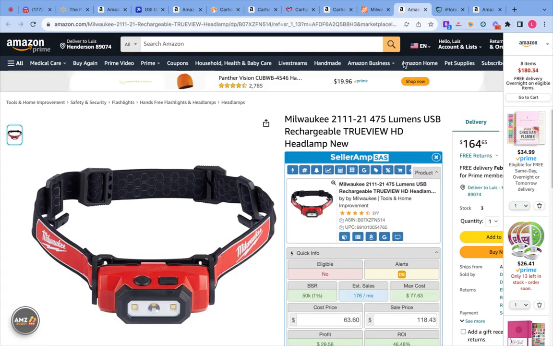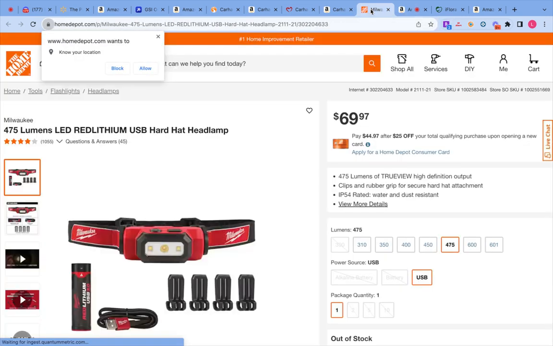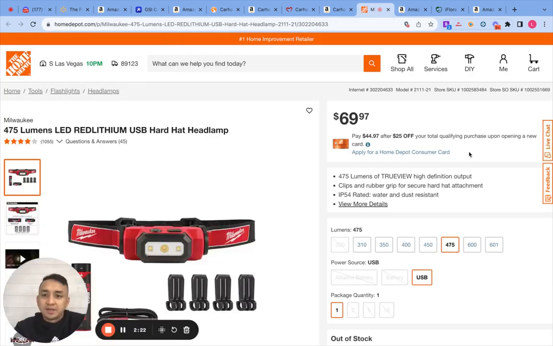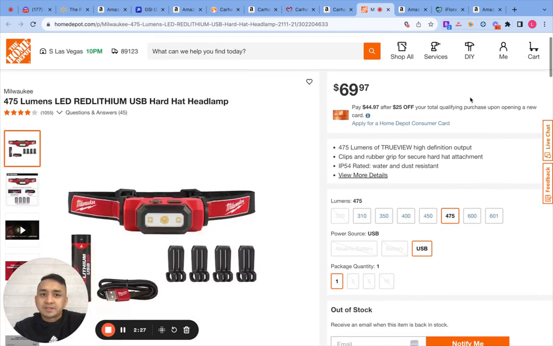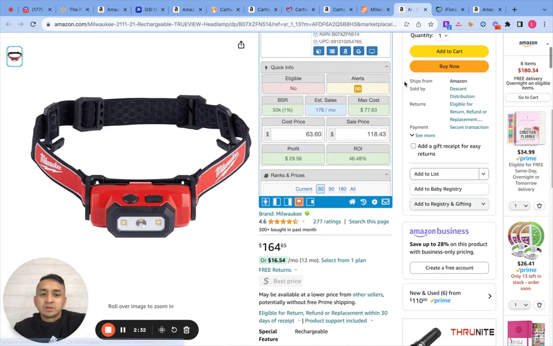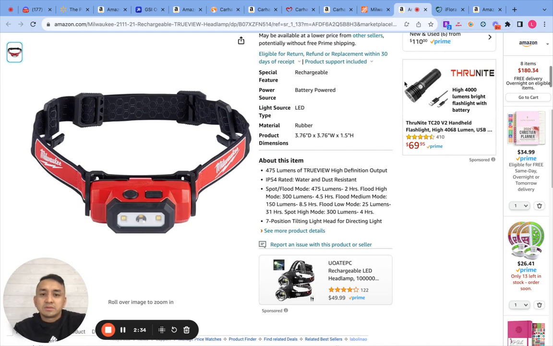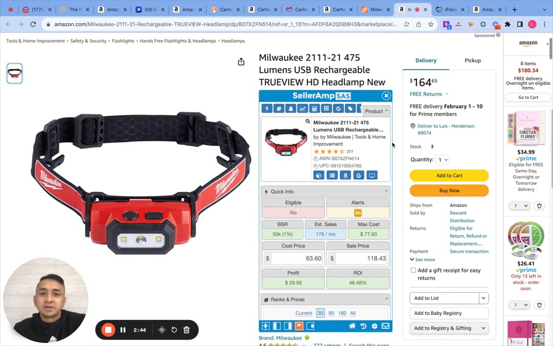And then from here, I go to the next product, which is this one. So it's a Milwaukee. What is this? A hard hat headlamp. Okay, good product. So 475 lumens. See, 475 lumens of true view high definition. Okay. Red Lithium. So it's red. It's the same. Let's see if it's the same model number.